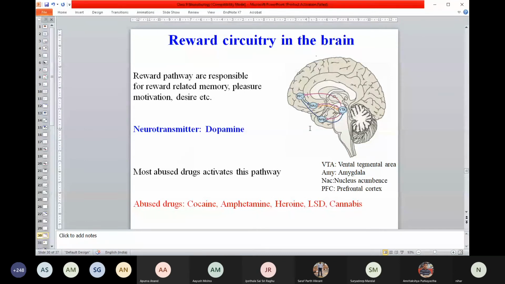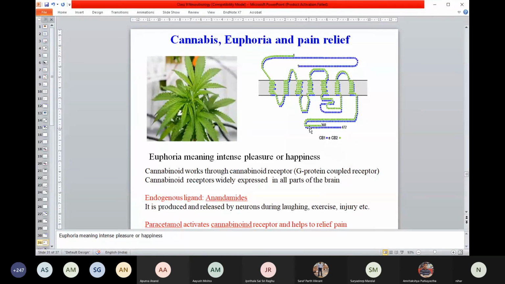Sometimes people use some kind of antagonist to treat a drug-addicted person. I'm not talking about details of that, but at least you understand how drugs of abuse, and sometimes ourselves in natural circumstances, use this reward circuitry to get different kinds of happiness and pleasure. In the case of cannabis, we of course use exogenous cannabis, but pretty similar molecules are also released in our body.